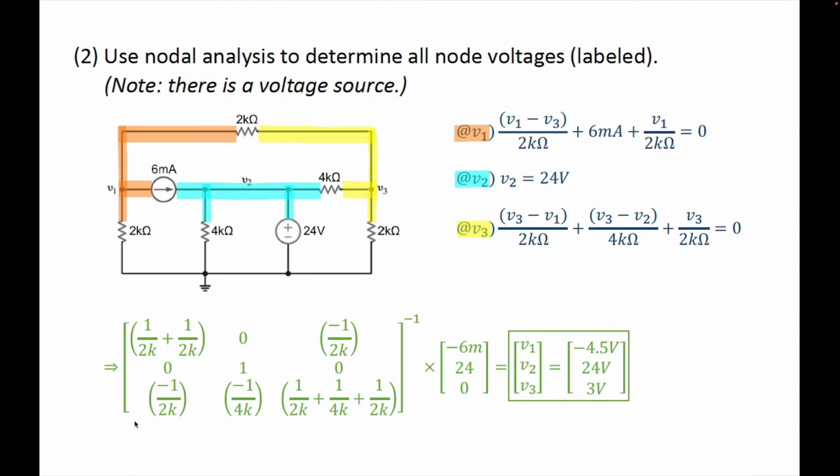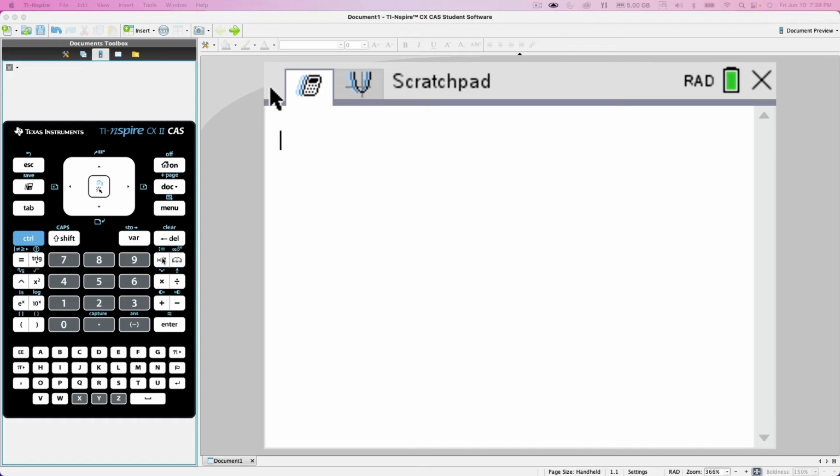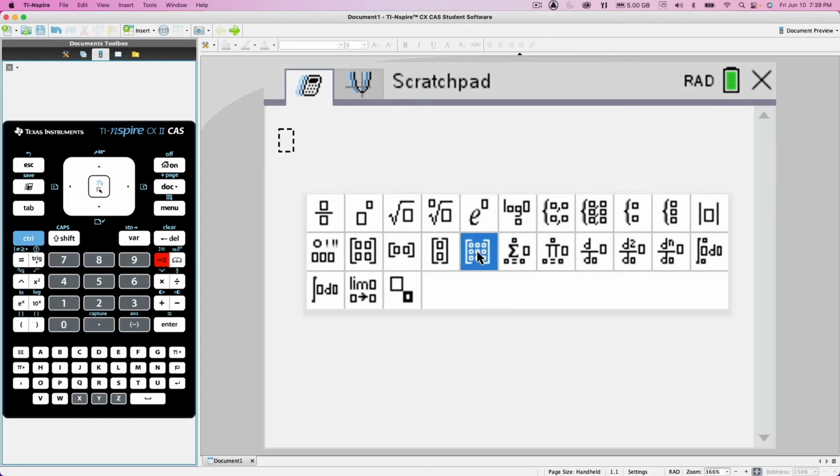So, if you remember from the example I just showed you, we have a 3x3 matrix raised to the -1 power multiplied by a 3x1 matrix. And we're trying to get V1, V2, and V3. And again, remember, V1 is like X, V2 is like Y, V3 is like Z. Okay, so we need to create another 3x3 matrix.